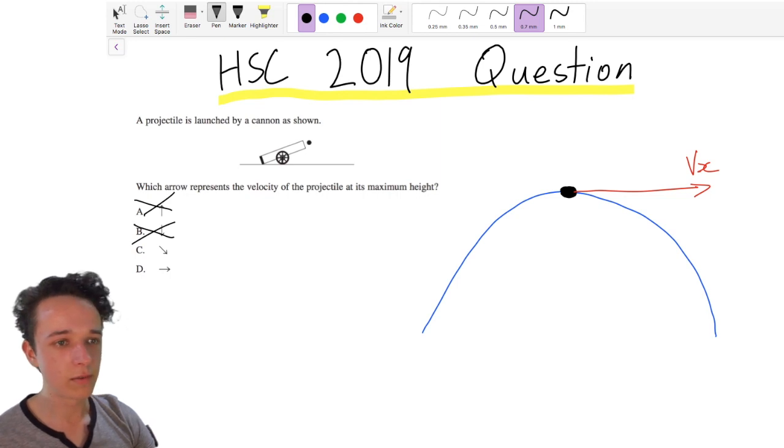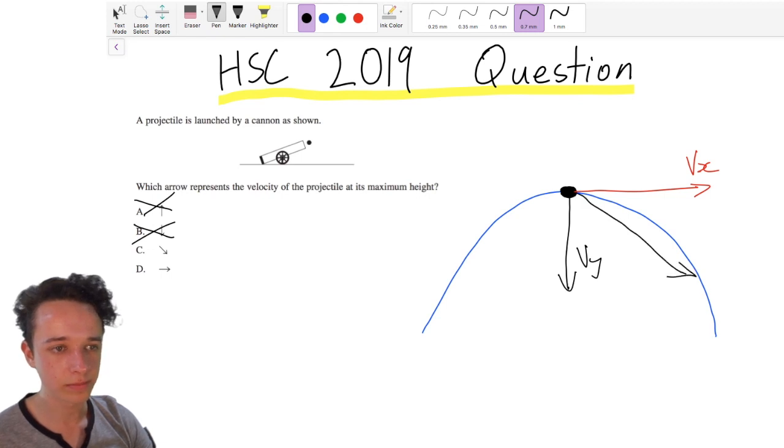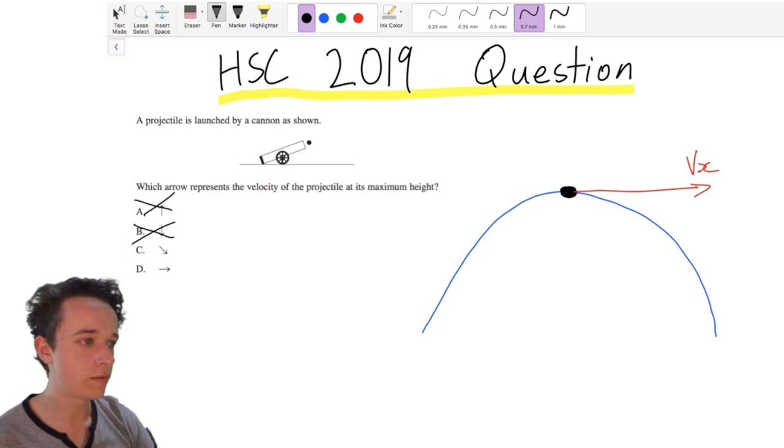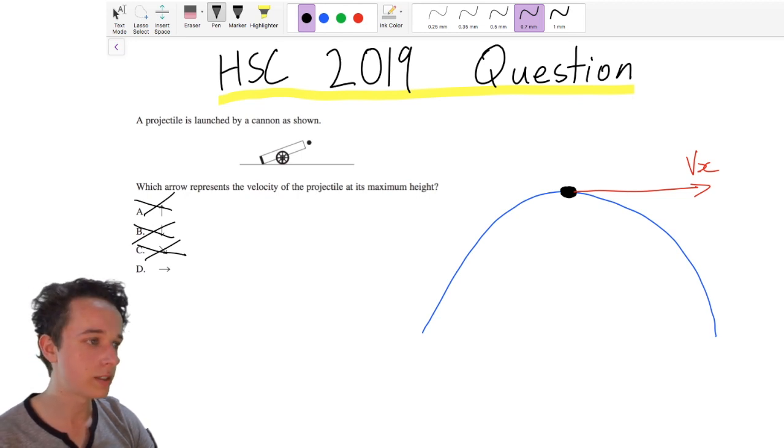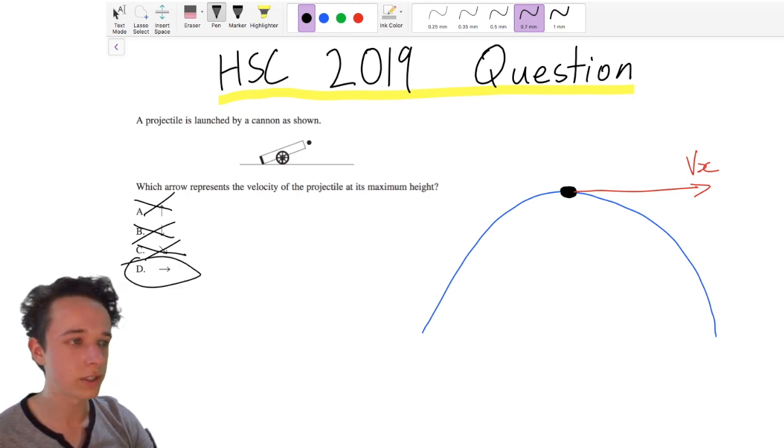So B is wrong. C is an arrow like that. That would imply that we have a positive vx, which is correct, but it would also imply that we have a negative vy, so that the resultant was in this direction. And so that's also wrong. So the final answer, D, is correct because it is just a positive velocity to the right, and that's the same as what we said previously. So D is the correct answer.